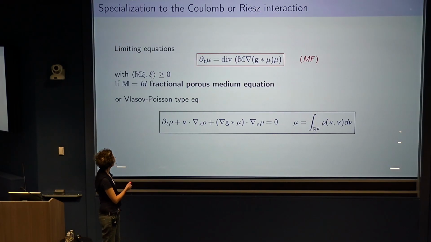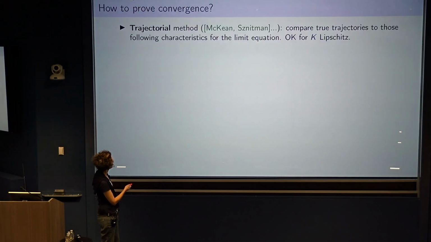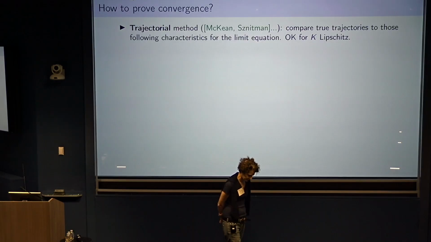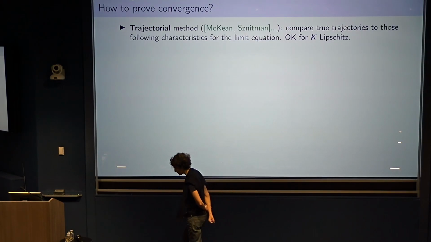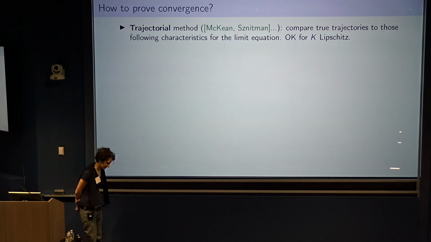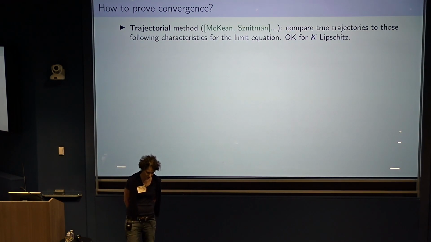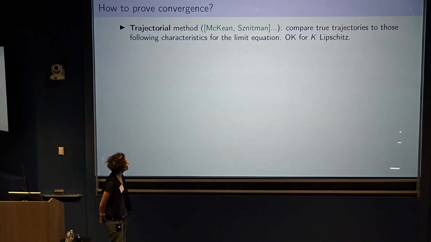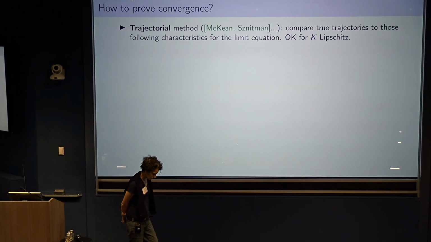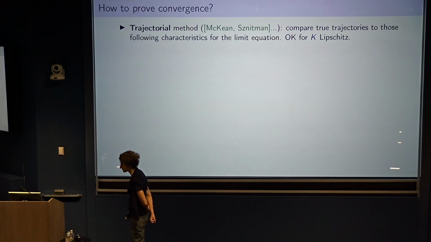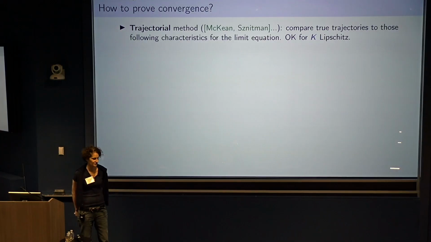Okay, so I go back to my, this is the same. Some questions of how to prove these convergences. I want to review a few methods that have been put forward in the literature. The first one, which goes back to the 70s, I think, with the work of McKean, is a trajectorial method. It works well when you have noise, but you don't need noise, really. You're going to compare the true trajectories of the particles to the trajectories of some fictitious particle that would be following the velocity field associated to your limit equation. So if you want, the characteristics of your limiting equation.